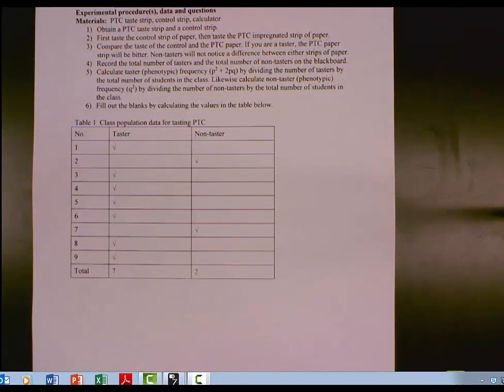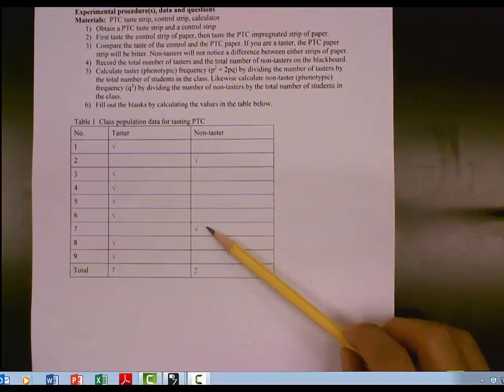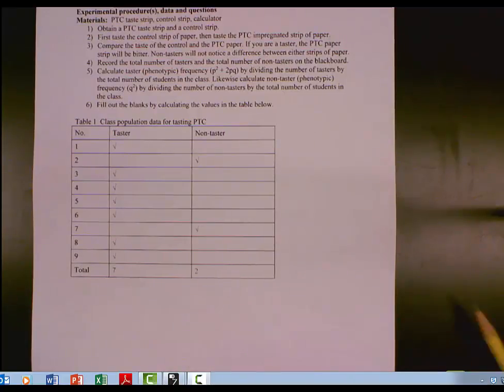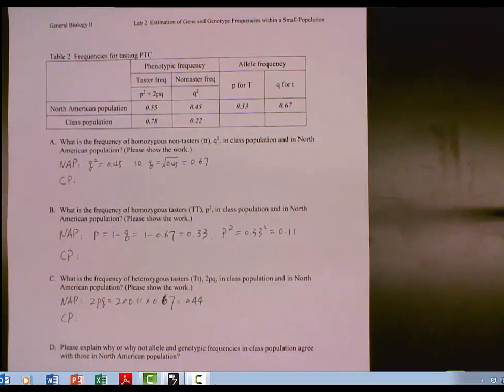I collect the data in Table 1. Tasters are recorded using this check mark, and non-tasters are also recorded. There are 2 non-tasters and 7 tasters. Those are the raw data we collected from a small class population. Next, we'll use the provided data to get the genotype frequency and the allele frequency for two different populations: one is the North American population, another is our class population, which is very, very small.